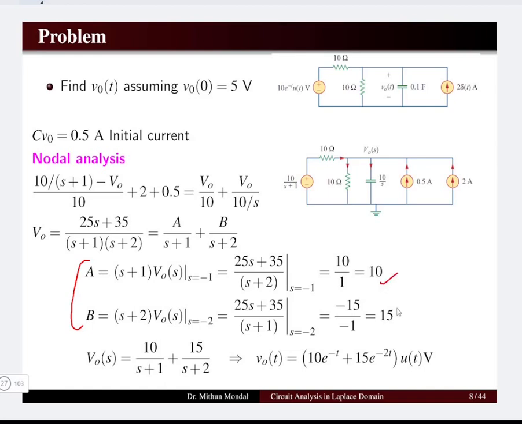So A is 10 and B is 15, which I can put in the value of V0 of s, and then take the inverse Laplace transform. So here, with the inverse Laplace transform, we will get V0 of t in the time domain. So again, this problem is solved from the time domain to the frequency domain conversion and back transformed to the time domain by taking the inverse Laplace transform.